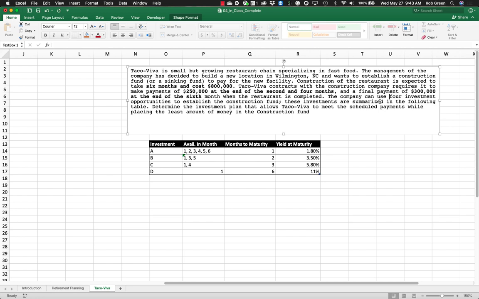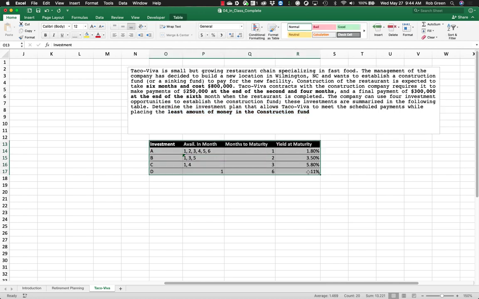These investments are summarized in the following table. Determine the investment plan that allows Taco Viva to meet the scheduled payments while placing the least amount of money in the construction fund. So basically what we want to do is build a multi-period cash flow problem that says I have payments I need to meet, I need to make an initial upfront investment, and I want to minimize that initial upfront investment so that I can pay for building of these products. So we have our given data here.